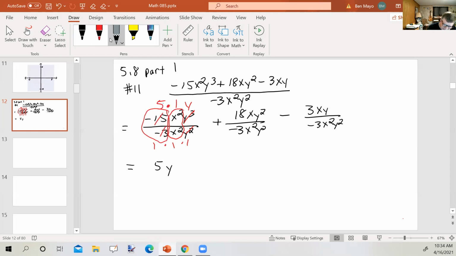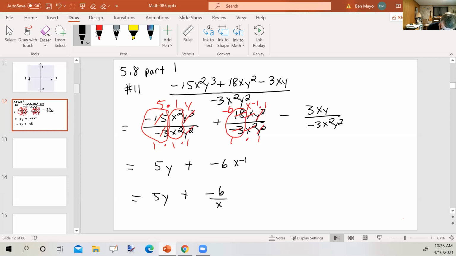All right, moving on to the second term. We've got plus 18 divided by negative 3 would reduce down to negative 6 over 1. X divided by x squared would be x to the 1 minus 2 power, which would be x to the negative 1. Y squared divided by y squared would be y to the 0 power, which is 1, or just plain old 1 anyway. So now I've got negative 6x to the negative 1. Okay? But that could be written as negative 6 over x to the positive 1. So we could say 5y minus 6 over x. So far, okay?